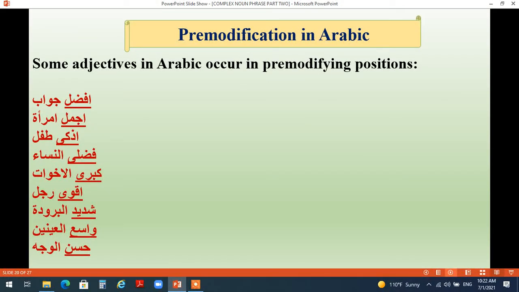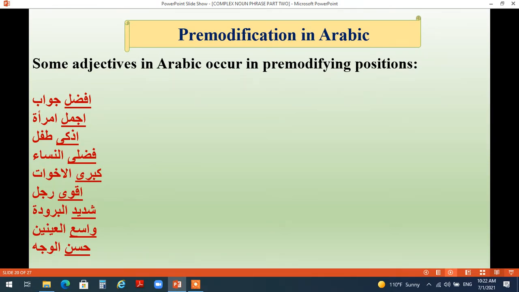Now we come to premodification in Arabic. Some adjectives in Arabic occur in premodifying positions. نحن نعلم أنه الموقع الأساسي للصفات في اللغة العربية هي أن تأتي بعد الاسم، لكن هنالك بعض الصفات في اللغة العربية التي تأتي قبل الاسم. ففي هذه الحالة إذا جاءت الصفة قبل الاسم it is used as a pre-modifier لأنها تسبق ذلك الاسم.